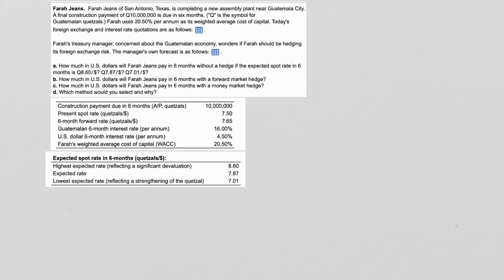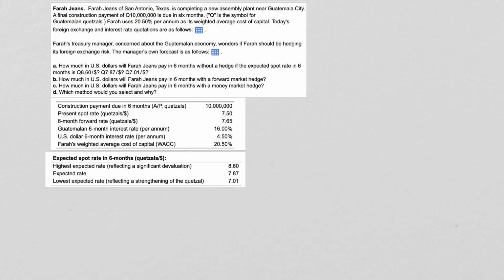Here's a problem where we are actually planning to build a new assembly plant in another country. We are a US-based jeans company, but we're building a new plant in Guatemala City. Guatemala uses a different currency, the quetzal. And so when it comes to a final construction payment for building this plant, we have to pay in quetzals 10 million, and that's going to be due in 6 months when the plant's finished.